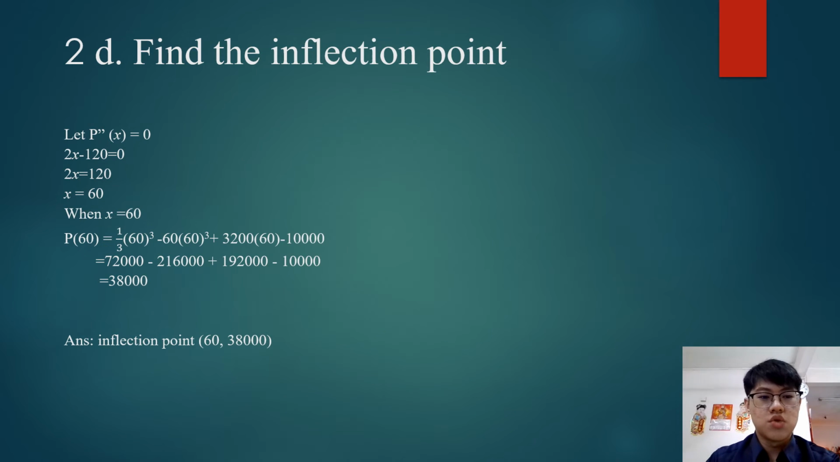Okay, for question 2D, we need to find the inflection point. To find the inflection point, we let the p prime prime function equal 0. So we let 2x minus 120 equal 0, and then we get x equal to 60. And then we put x equal to 60 into the p function. Then we get the answer, which is 38,000. So the inflection point is 60 and 38,000.